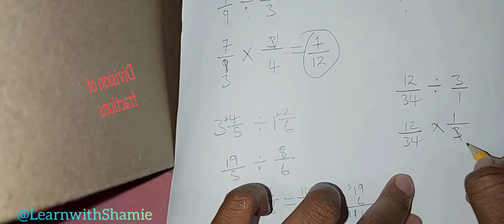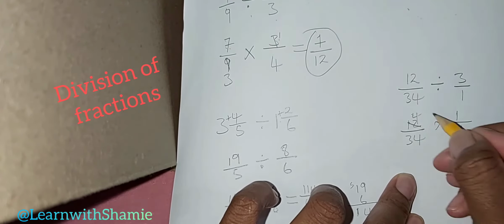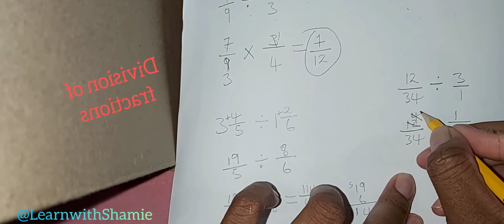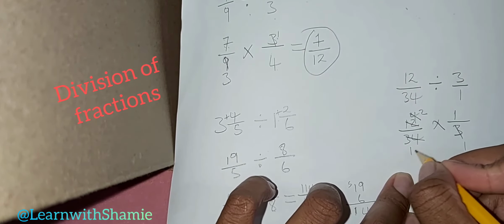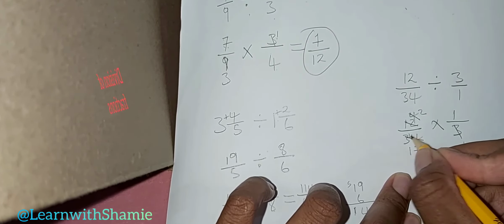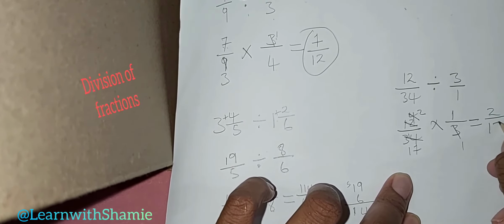So you say 3 into 3 goes 1, 3 into 12 goes 4 times, and this can be reduced as well. 2 into 4 goes 2 times, and 2 into 34 goes 17 times. So the answer will be 2 over 17.